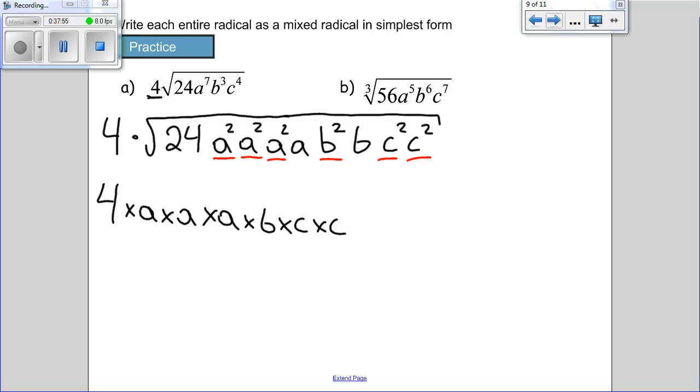What's left underneath the root sign is all the things we couldn't bring out. So 24, A, and B. We just keep the 4, and the 4 is still in the front. Now, you would simplify it the way you guys want it. So it's just 4 times A cubed times B times C squared times the square root of 24AB.